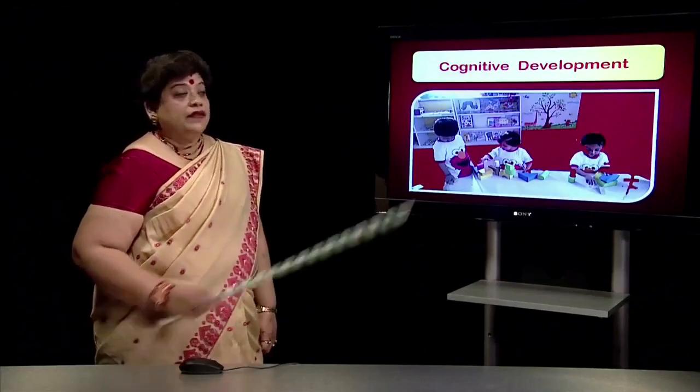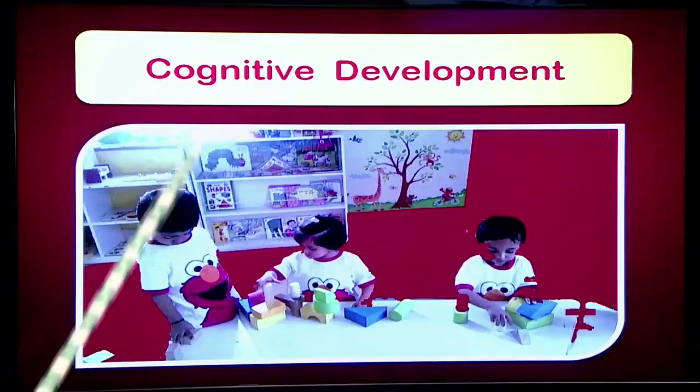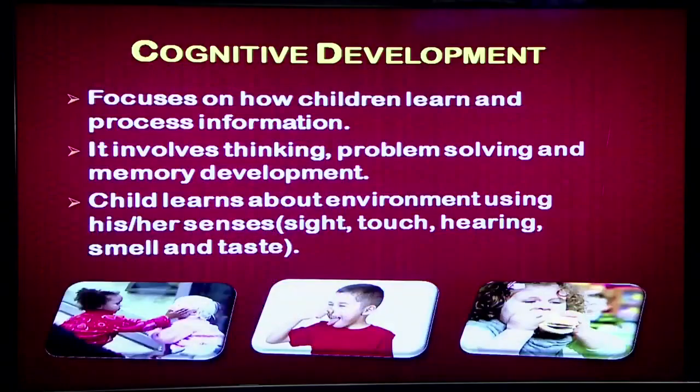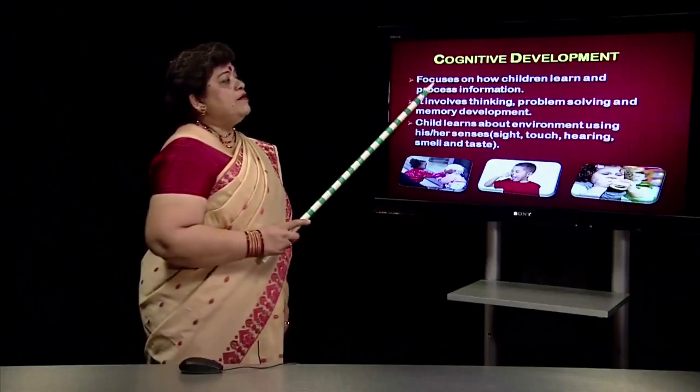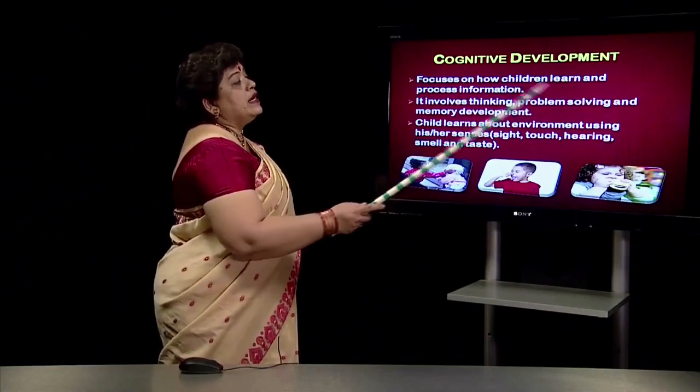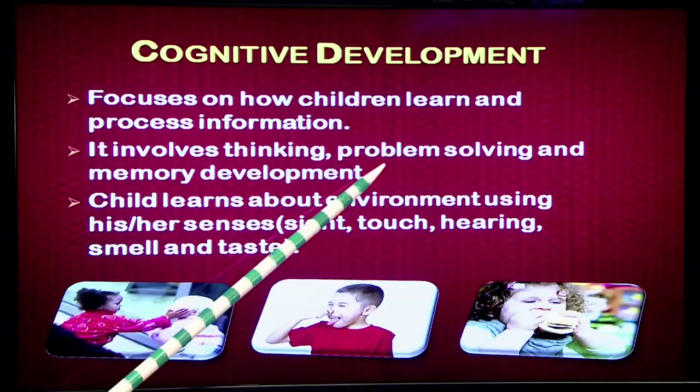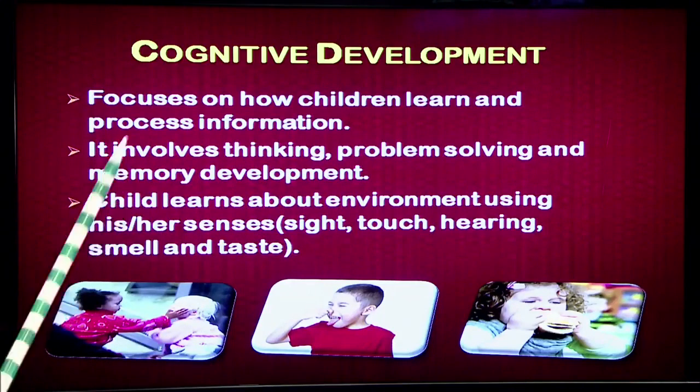Next is cognitive development. When we say cognitive, it means the ability of the child to think, to reason, to be able to judge, analyze and assess the various situations. You can see these children are playing with the blocks. They are trying to use their mental faculties as to how they can make the best out of these blocks. Cognitive development focuses on how children learn and process information. It involves thinking, problem solving and memory development.